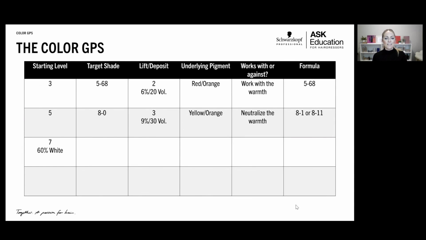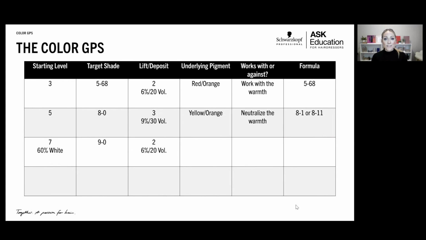All right, so now let's talk about a little bit of a more complicated formula where we have white hair coverage to consider as well. So our starting level here is a level 7. We know that our client is 60% white, and the client's target color is a 9-0. So we're lifting, but we're also covering white, and we're lifting 2 levels. So what developer would we use? It's going to be our 6% 20 volume again, because not only is that lifting us 2 levels, but that's the ideal developer to get the white hair coverage as well.